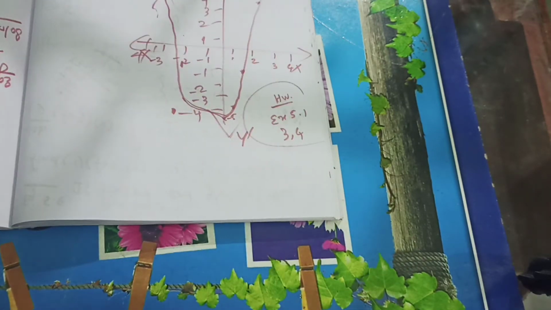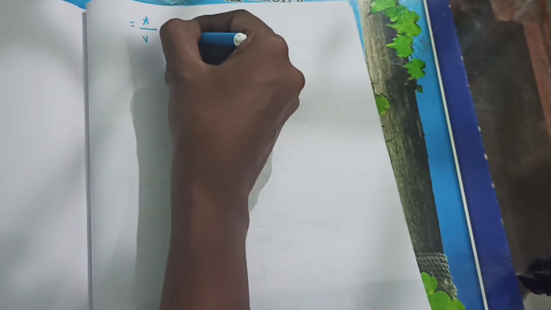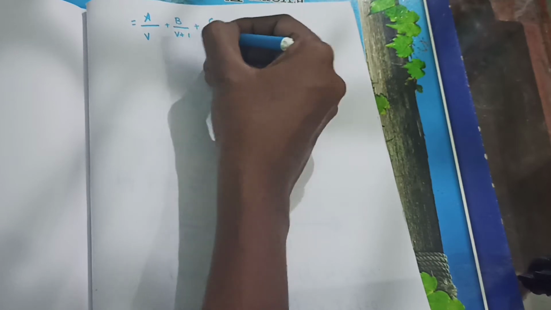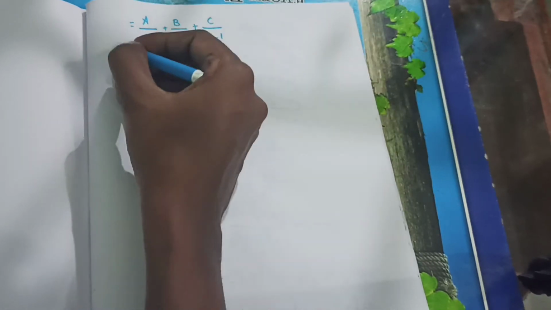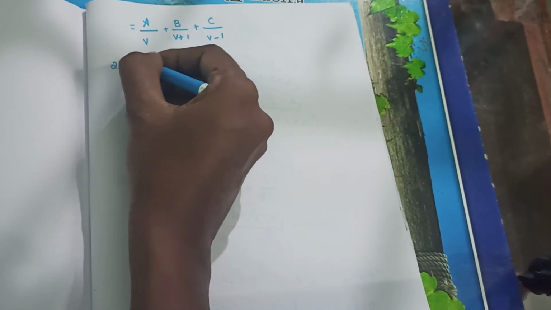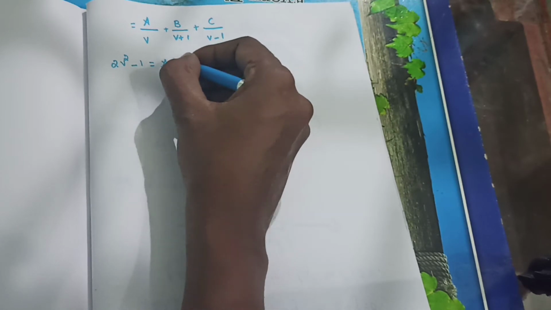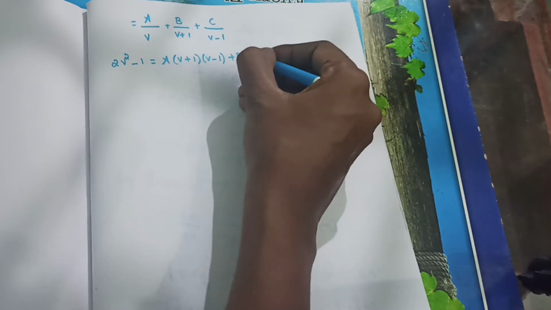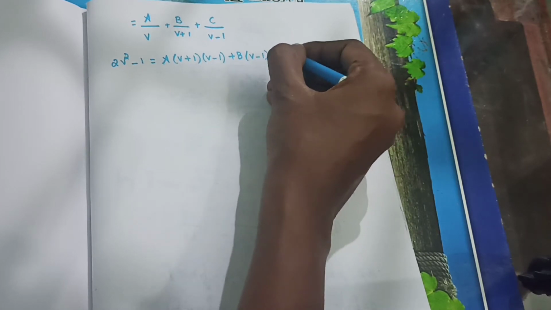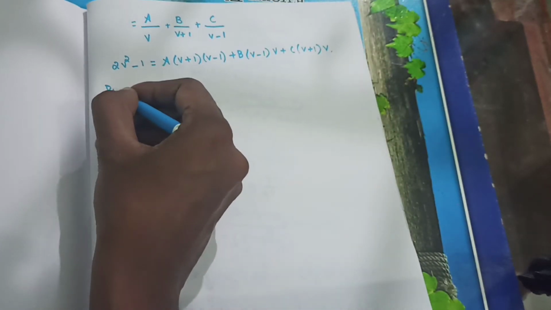So this one again, how will you write? A by v, three factors are there, so write a by v plus b by v plus 1 plus c by v minus 1. Okay, so we are going to find three values. So you know already, on the right hand side, 2v square minus 1 is equal to a into (v plus 1) into (v minus 1) plus b into (v minus 1) into v plus c into (v plus 1) into v. So next, what will you substitute?